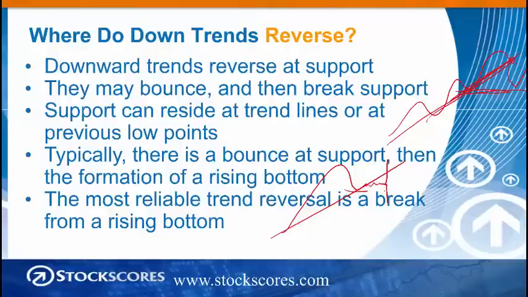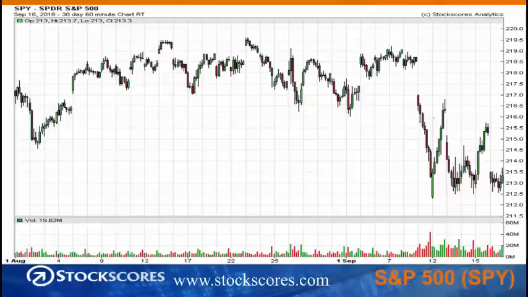The most reliable trend reversal is a break from a rising bottom. And so if you have that downward move on a pullback like we're in right now in the market, we build a little base and then break to the upside, we should continue to move higher. So let's look at some charts. We'll talk about this more so on the longer term weekly chart.